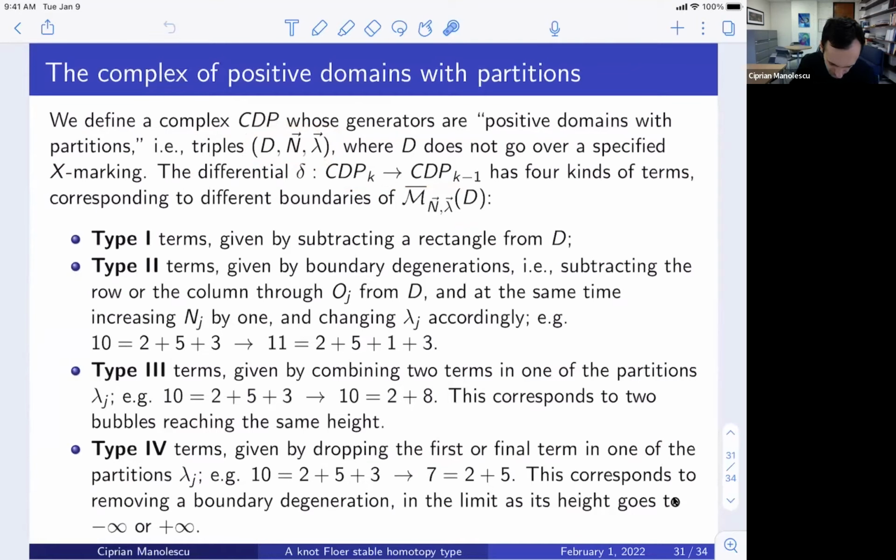There are four types of terms. Maybe I won't get into all the details, but the main term is that if I have a domain like this, I'm allowed to subtract a rectangle. So I'm gonna have this plus some other terms. And then the other terms are gonna correspond to getting rid of a bubble in various ways, or two bubbles reaching the same height. It corresponds to doing something to these vectors N or the vector of partitions. But you can make a complex out of this. It's defined combinatorially. You will see in a moment why we care about this.